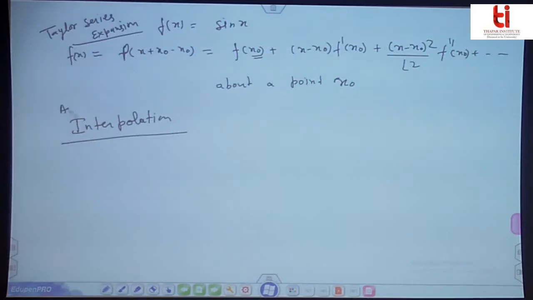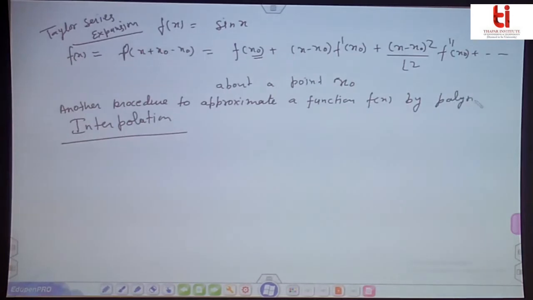So another procedure to approximate a function f(x) by a polynomial is what? Interpolation. What is interpolation?